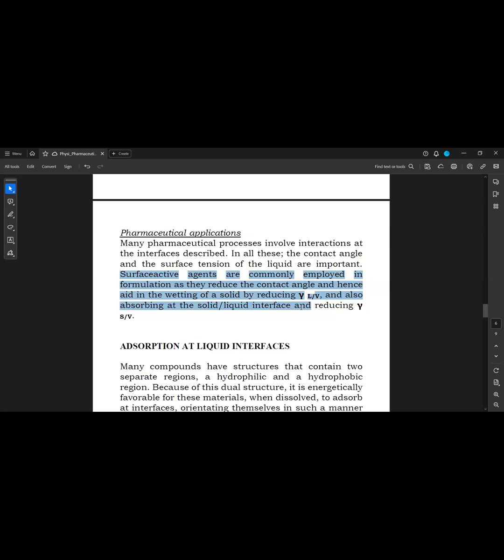Many compounds have structures that contain two separate regions, a hydrophilic and a hydrophobic region. A hydrophilic region is a water-loving region, and a hydrophobic region is the region which does not like water. Due to this dual structure, it's energetically favorable for these materials, when dissolved, to adsorb at interfaces.